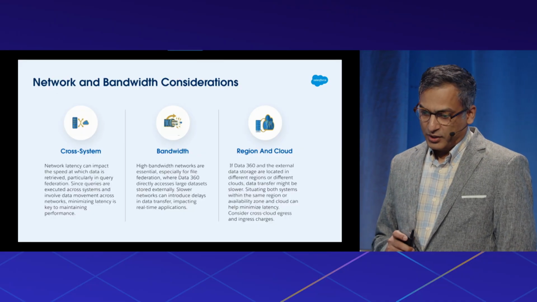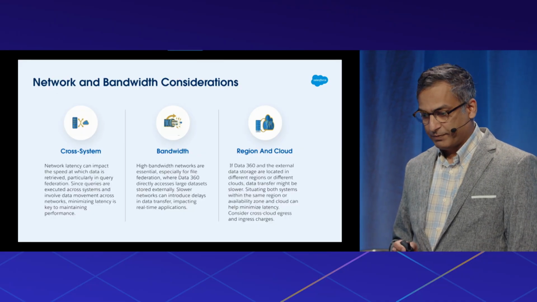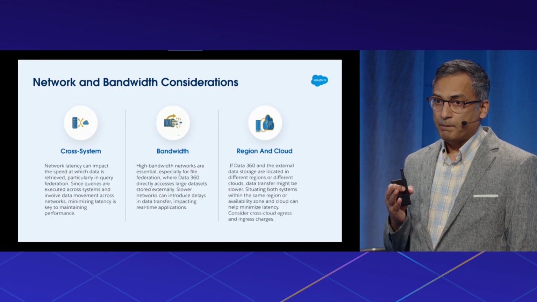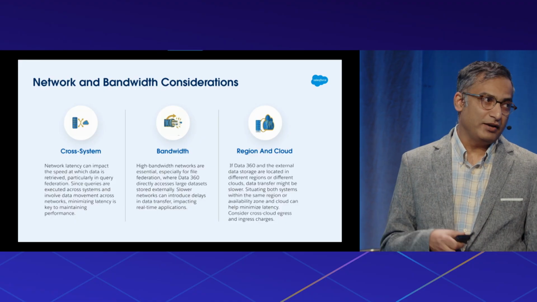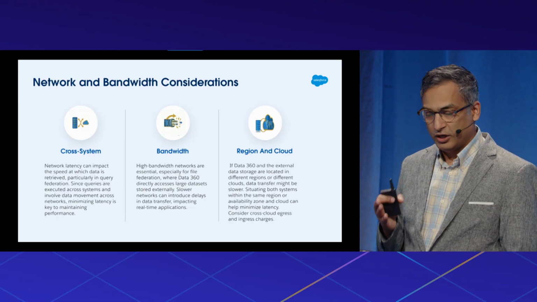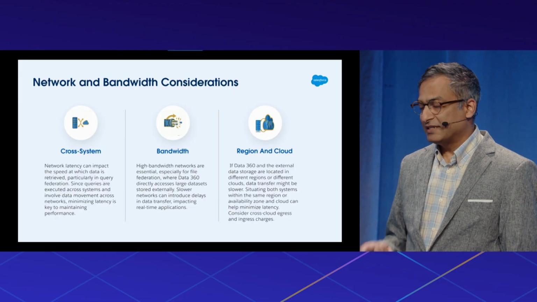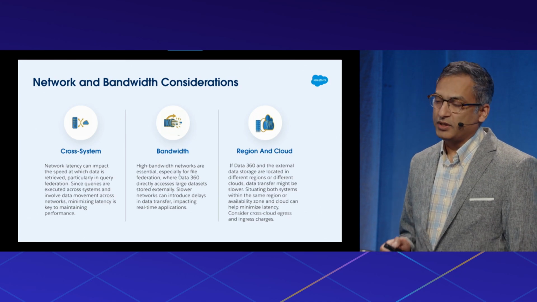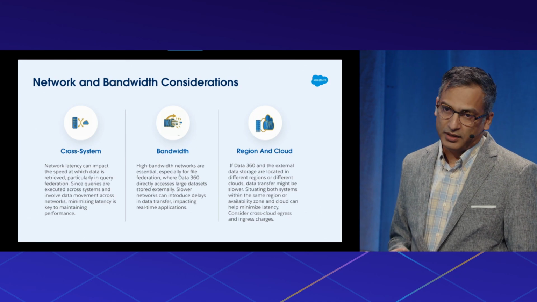Some of the other features to consider are cross-system network latency, which can affect some of these. Bandwidth especially plays a very critical role when you're using file federation. You're moving large volumes of data, so your performance is guaranteed to be affected by the bandwidth. And then region and cloud. This is something that is very critical.